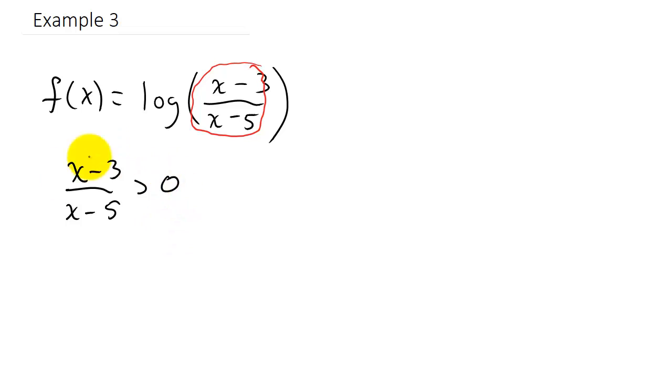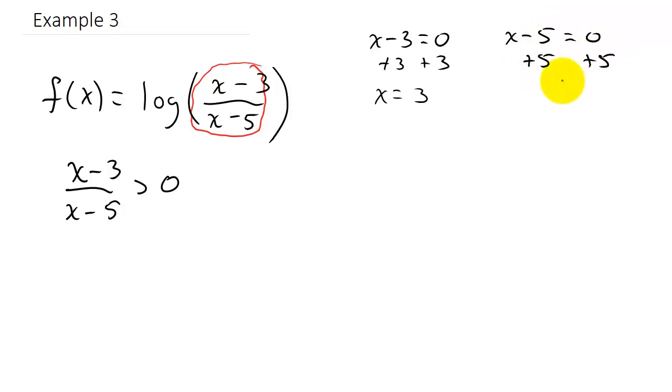Alright, so now how do we solve this rational inequality? Well, the first thing we have to do is set the numerator equal to 0 and the denominator equal to 0. So I have x minus 3 equals 0, and then I set the denominator equal to 0, and I solve. So I'm going to add 3 to both sides, and so I get x equals 3, and here I'm going to add 5 to both sides, so I get x equals 5.